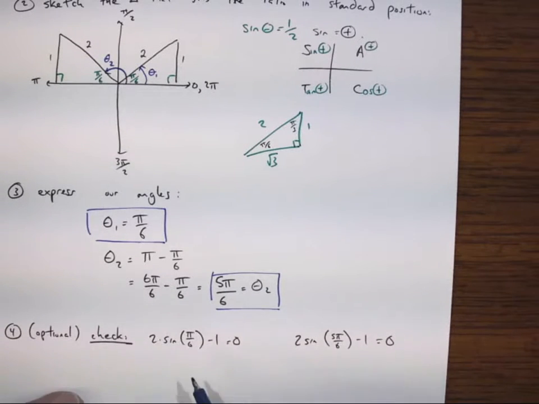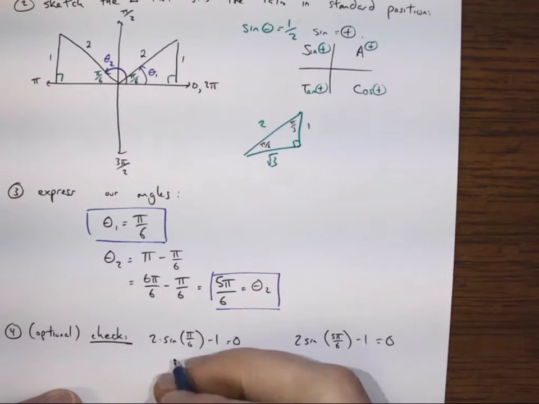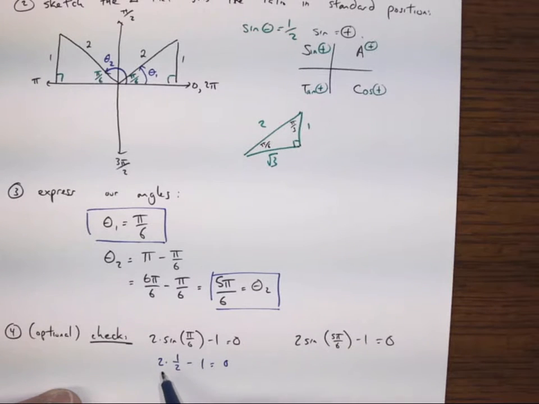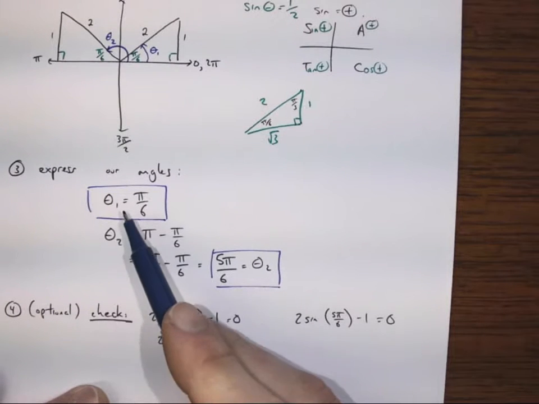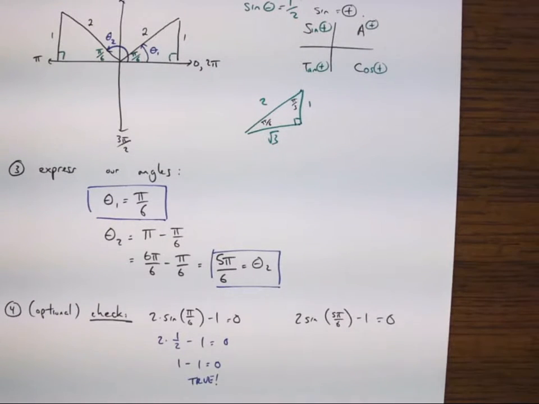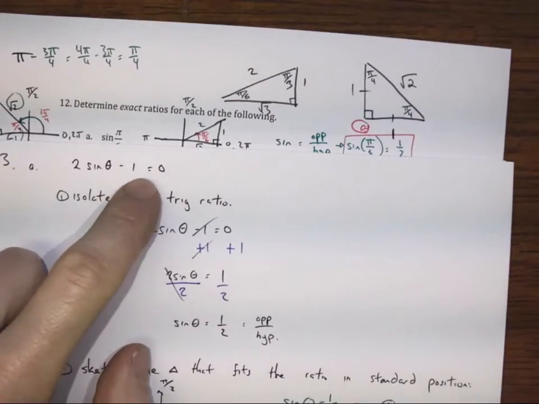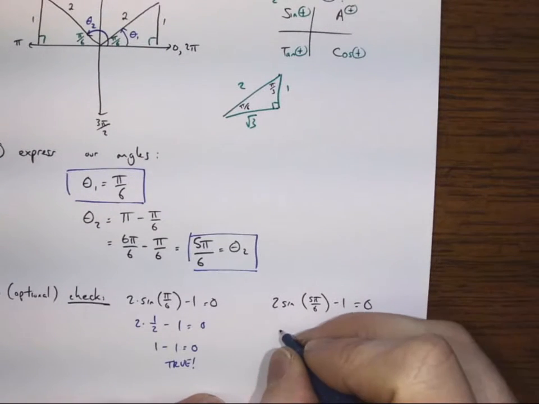And in my special triangle, I can see that sine, or opposite over hypotenuse, of pi over 6 is a half. So that means 2 times 1/2 minus 1 equals 0. And 2 halves means 1 minus 1 is 0. And that's true. That means that our answer, pi over 6 for theta, is a true solution to the equation 2 sine theta minus 1 is 0. We're looking for values of theta that make it a true statement.